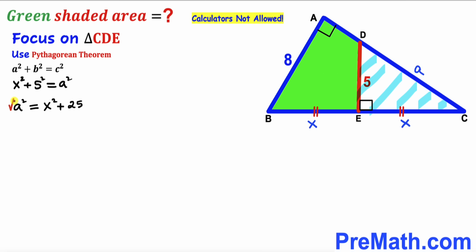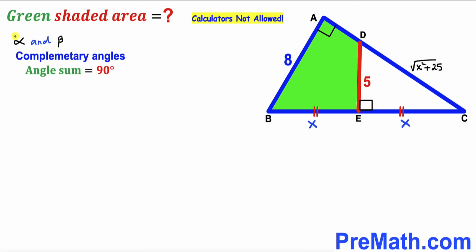Now I'm going to undo this square by taking the square root on both sides. Therefore our lowercase a value is going to be simply the square root of x squared plus 25.